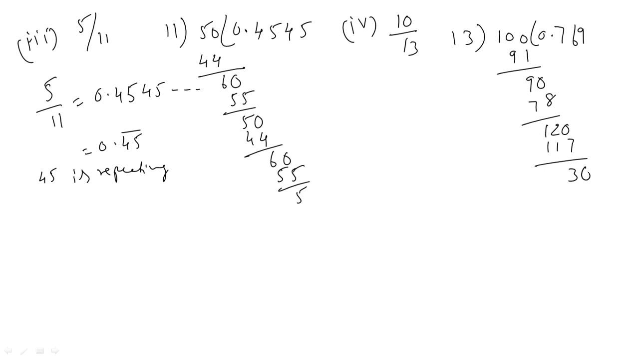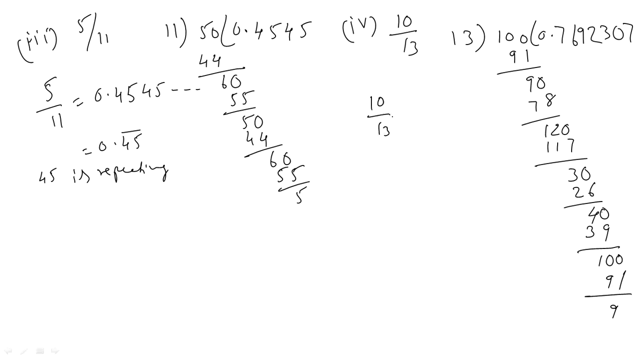So 0.0 again. 13 twos are 26. So 10 minus 6, how much? 4.0. 13 threes are 39. You will get 1. So 0.0. If I put 1 0, it is not useful. So I'll put a 0 again here and I'll put 0 here. Then again 13 sevens are 91. Then remainder 9. So what is repeating?